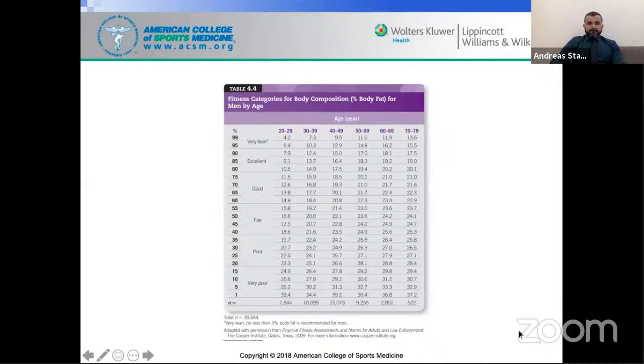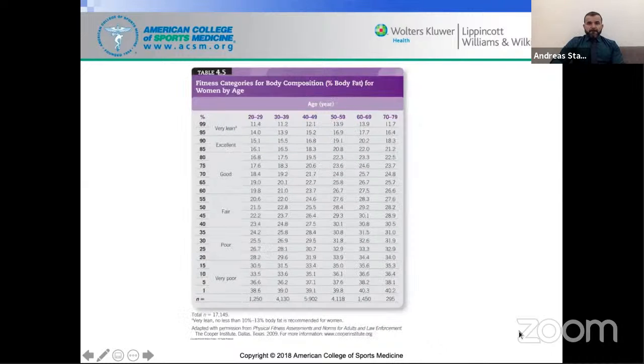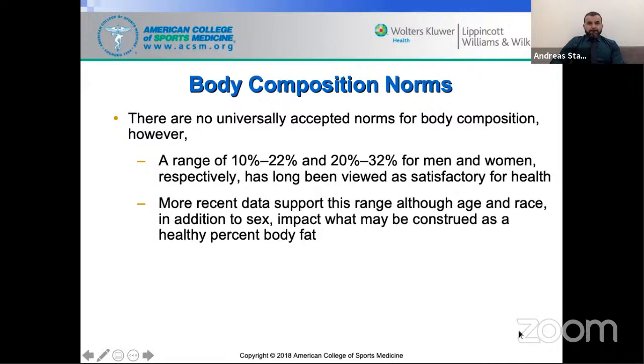Those are some normative data. You can compare yourself and see where you are. What I want you to remember, and we usually get that question, somebody actually asked me the other day, what's normal for a guy, right? So for men, as you can see, it's 10 to 22, and 20 to 32 for women.